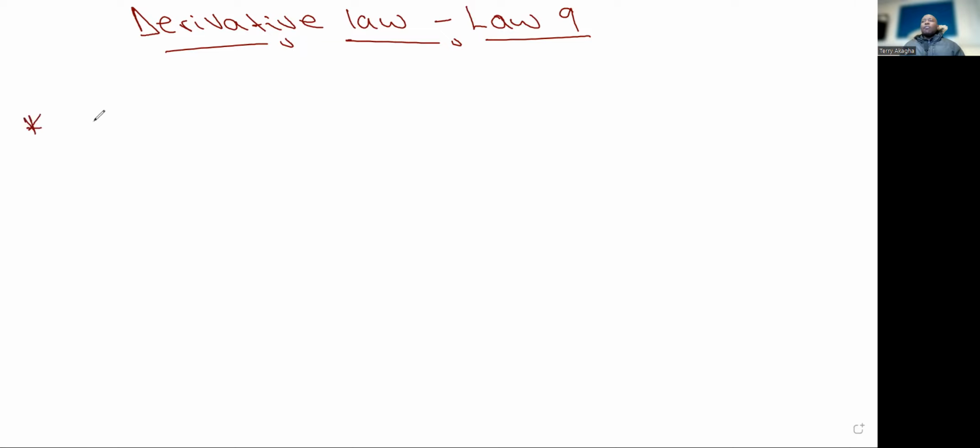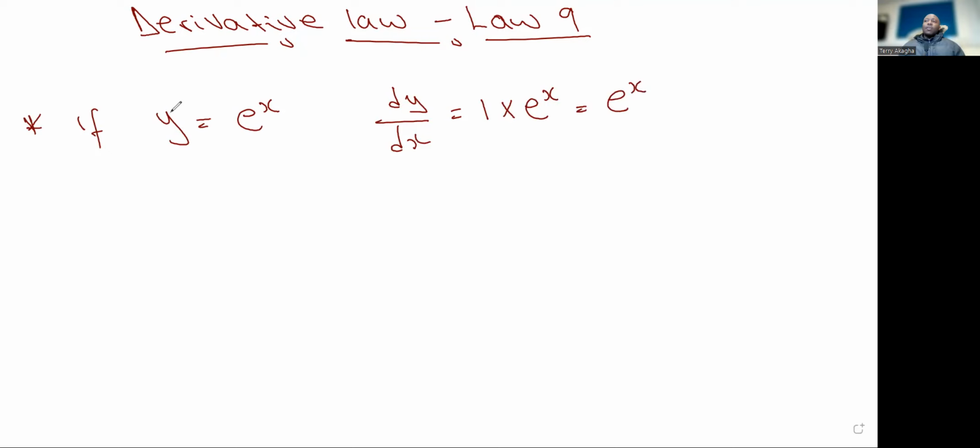For the derivative law, it states that if y is equal to e raised to power x, and you are meant to differentiate this, the dy over dx is going to be, as usual, you differentiate the power, which is going to be 1. So 1 multiplied by the original question, and that will give you e raised to power x. So the dy dx for this is going to be e raised to power x, okay?